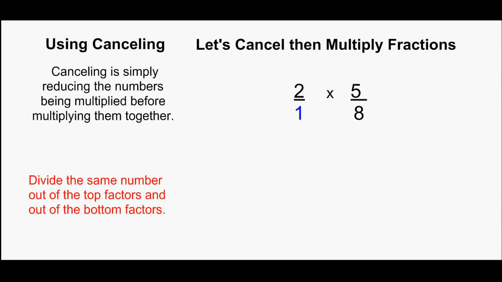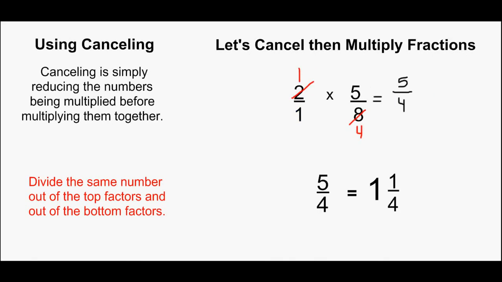Let's use canceling to multiply the whole number 2 by 5/8. The whole number 2 can be written as a fraction 2/1. Let's divide the top by 2. 2 divided by 2 is 1. And the 8 in the bottom divide by 2 and we get 4. We multiply across the top. 1 times 5 is 5. And multiply across the bottom. 1 times 4 is 4. If you prefer, you can write 5/4 as the mixed number 1 and 1/4.